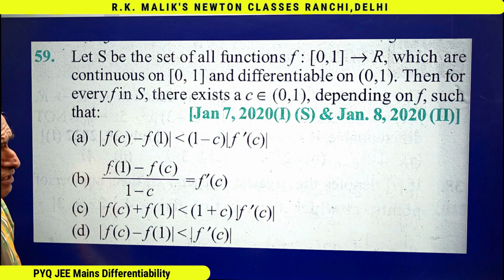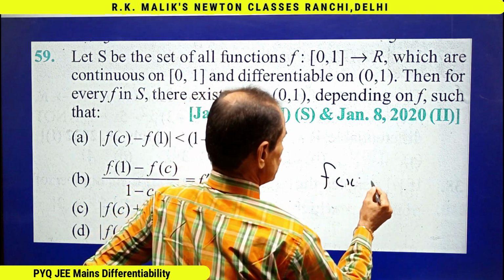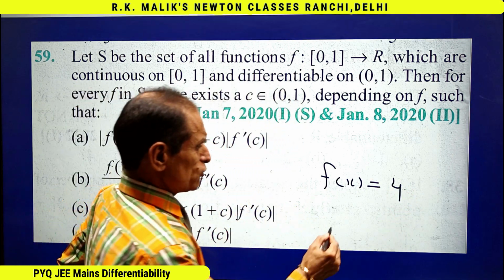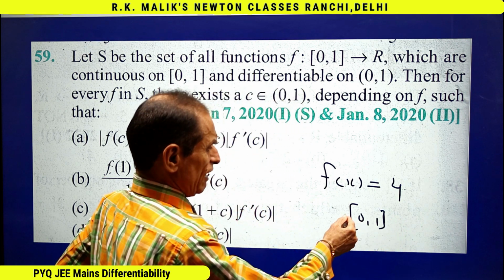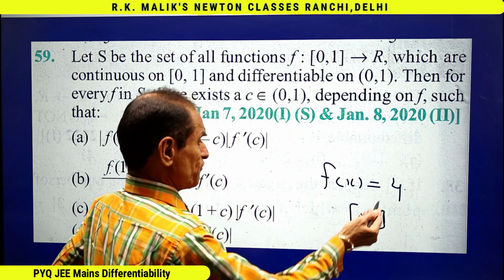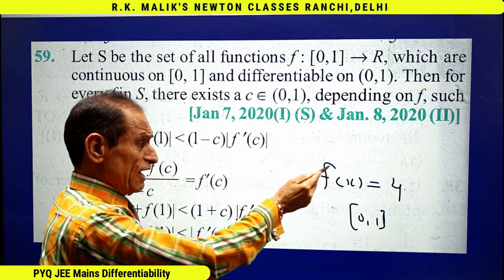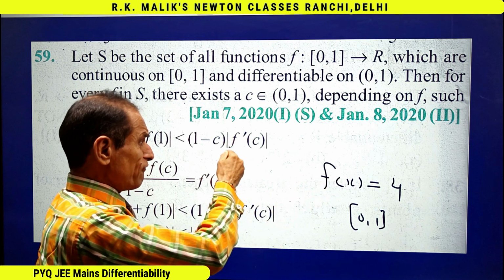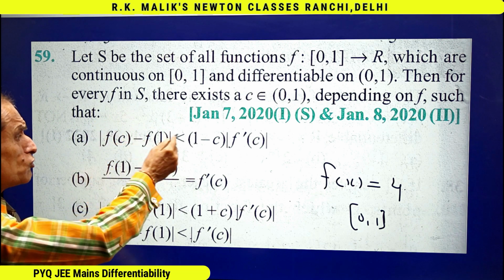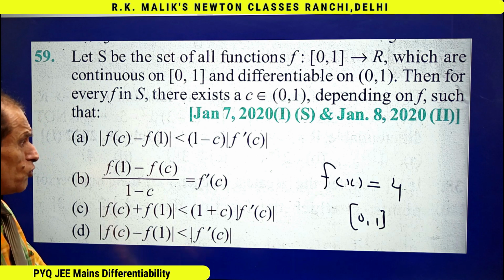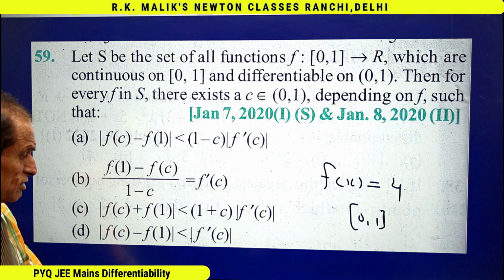But it is clear that if I take a constant function, say f(x) equal to 4 with domain 0 to 1, it means for every value of x from 0 to 1 the value of f(x) is 4. For this function, for every value of x, f'(x) will be 0, therefore f'(c) will be 0. In this case this is also 0 and this is also 0, and 0 less than 0 is not possible, therefore A becomes a wrong choice.